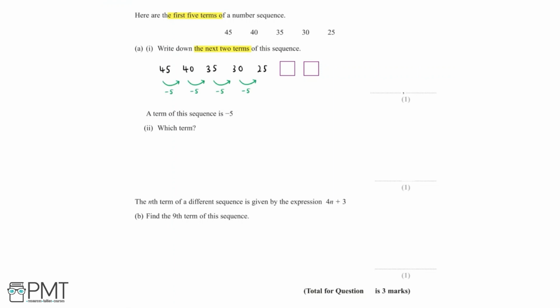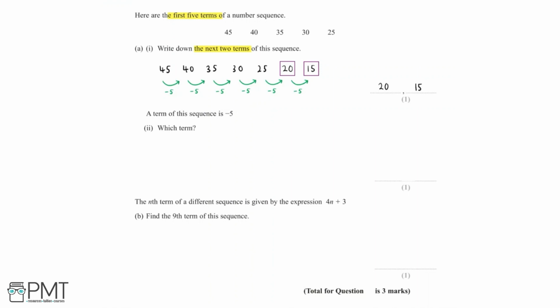Now to get the term after 25, we want to take away 5 again. And so 25 take away 5 would be equal to 20. And then to find the term after that, we take away 5 again. 20 take away 5 is equal to 15. And so we've therefore found that the next 2 terms of the sequence are 20 and 15.